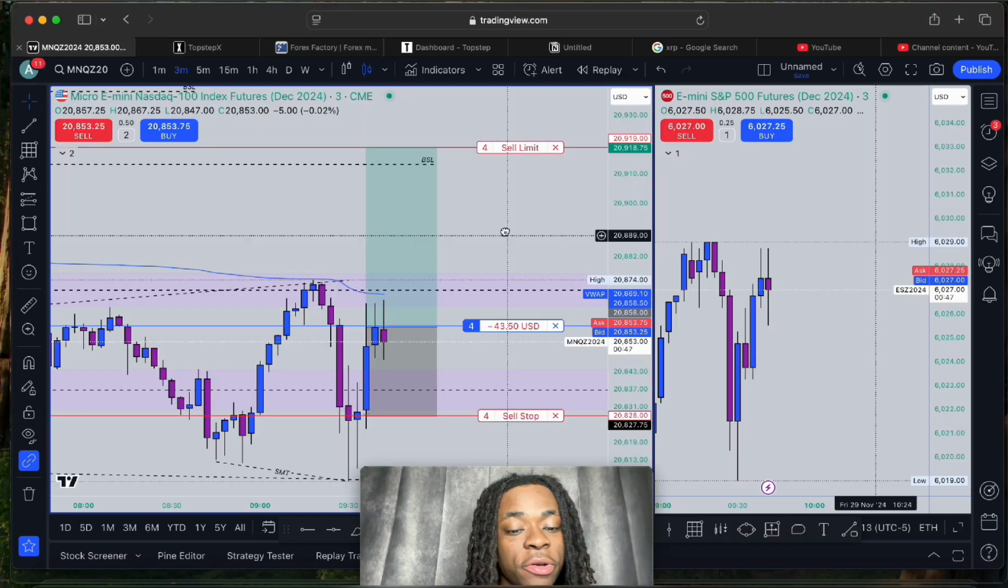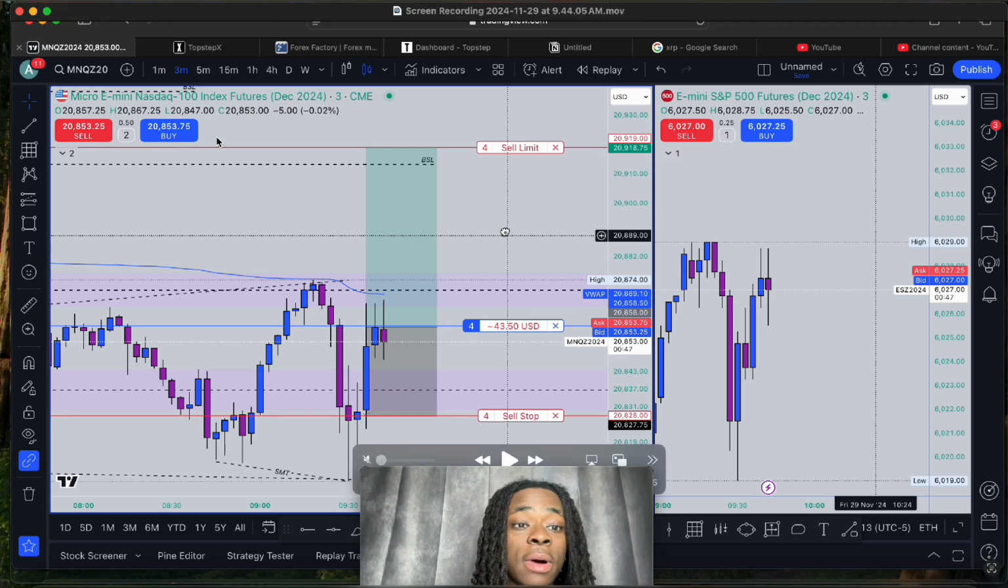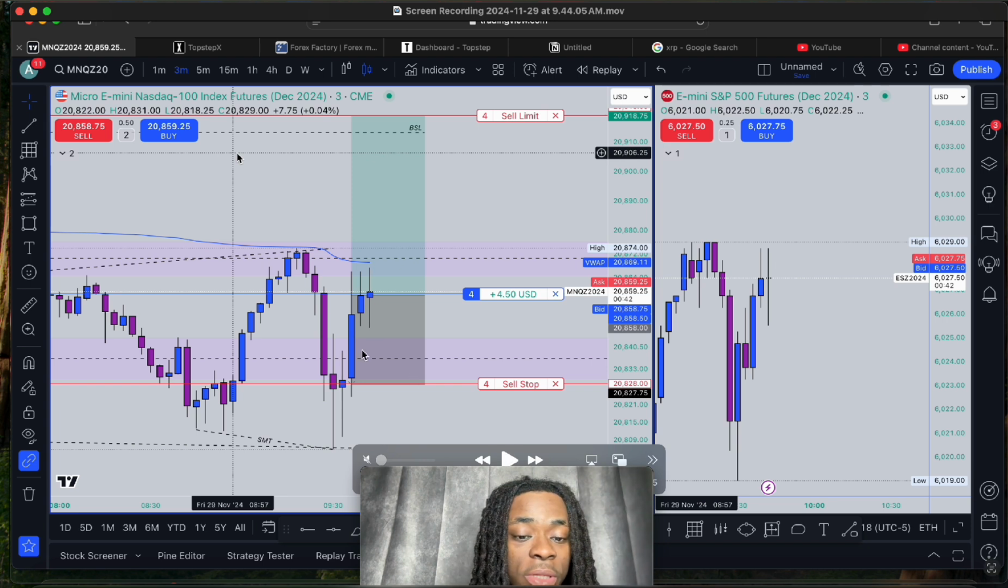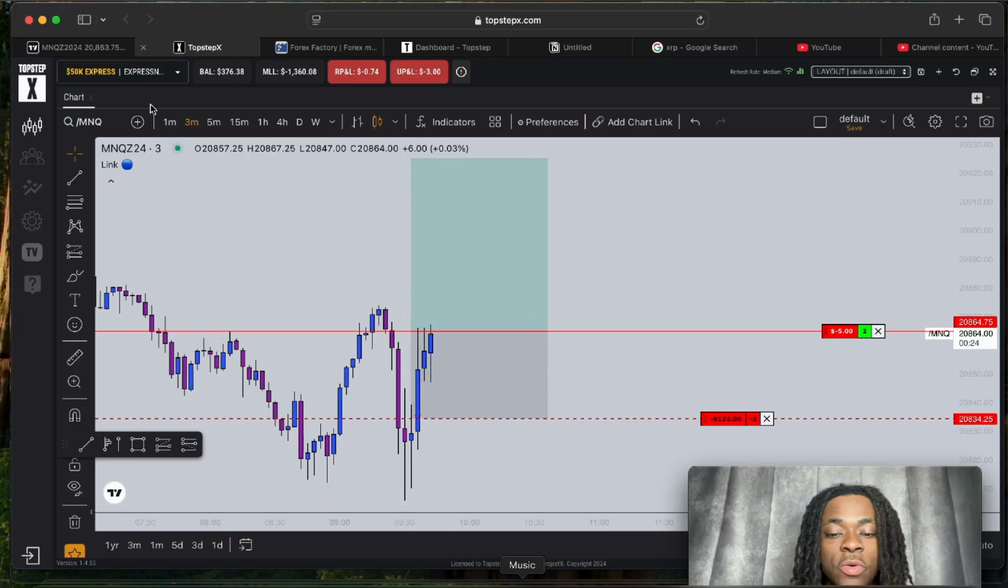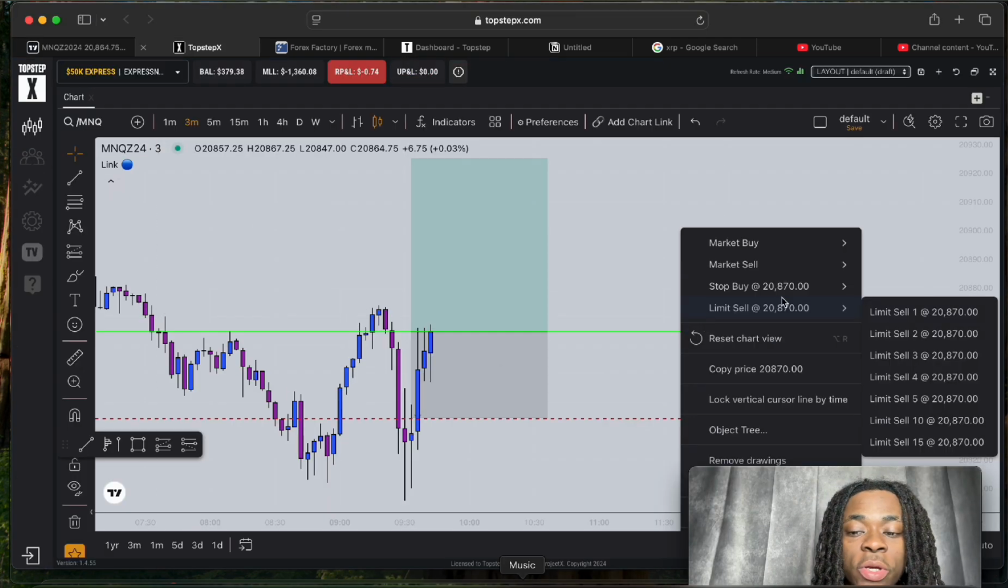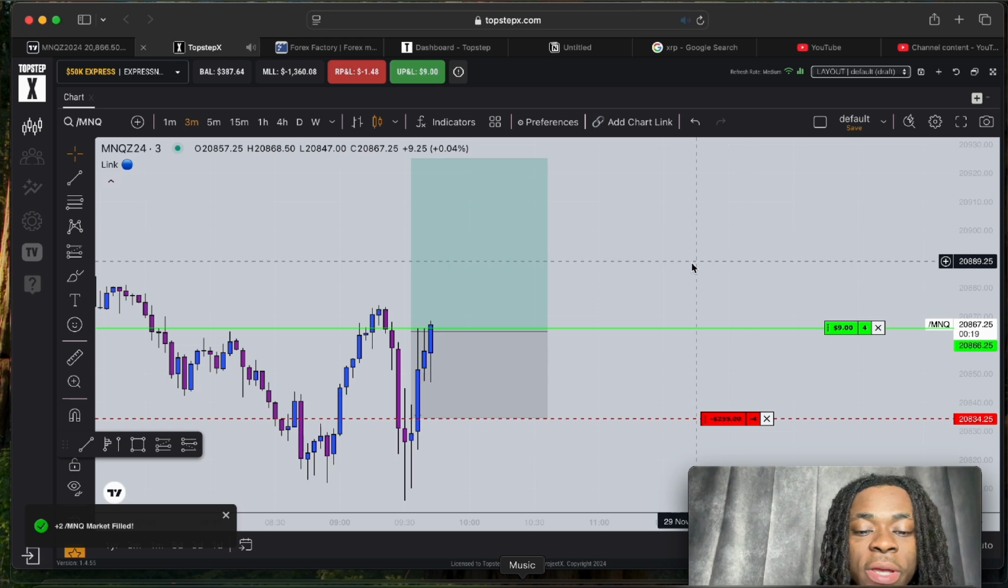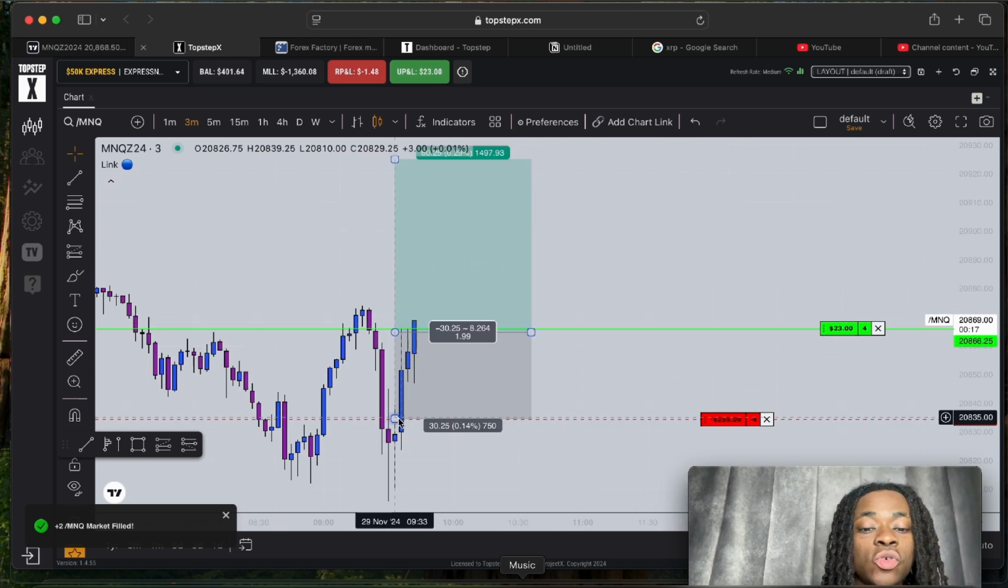Okay, so let me briefly explain to you what's going on right here. I took this trade on my Top Step X Express account, and I took it on my live account. So right here, the reason why I took the trade was because price tapped into this 3 minute fair value gap. As you can see right here, I was only on two contracts, but I liked how the trade looked so much to the point that I added two more contracts.